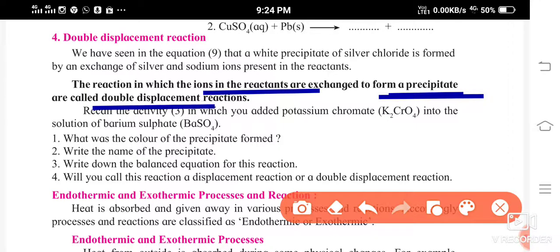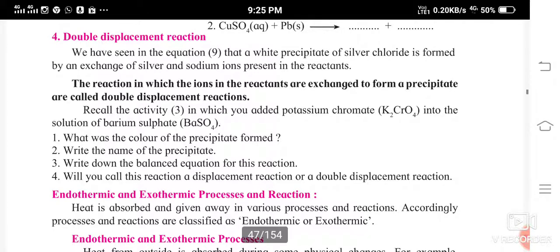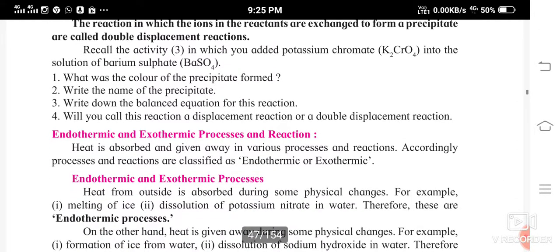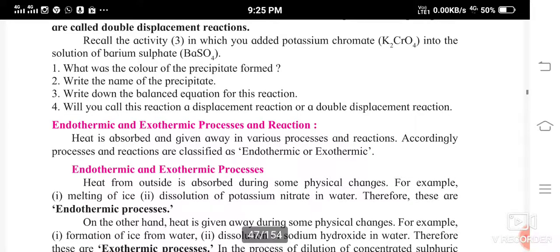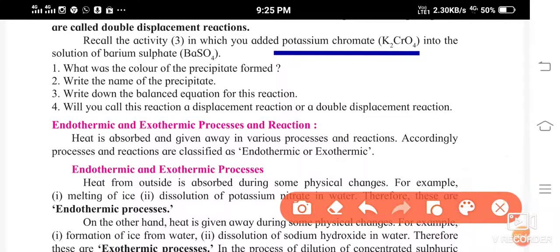So this type of reaction we call a double displacement reaction. What is this double displacement reaction? The reaction in which the ions in the reactants are exchanged to form a precipitate is called a double displacement reaction. So recall activity 3, in which you added potassium chromate into the solution of barium sulfate. You are going to take potassium chromate and add it into barium sulfate solution.